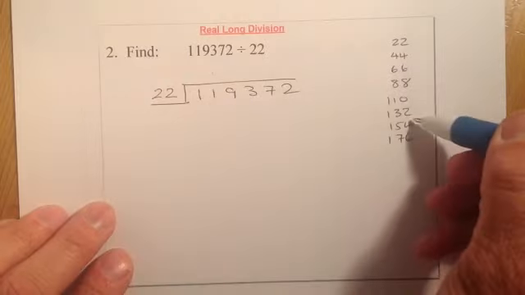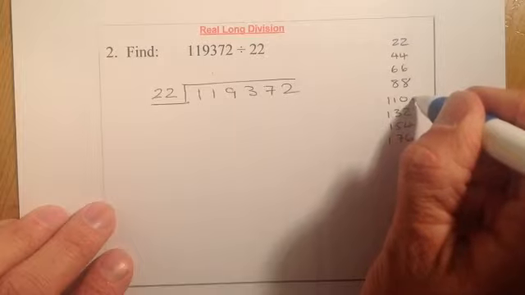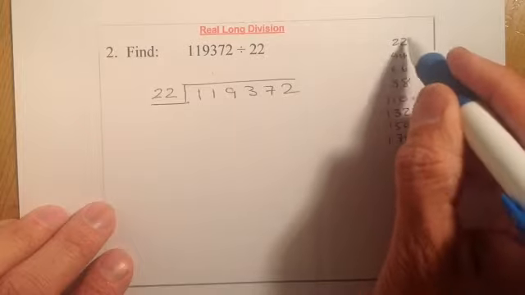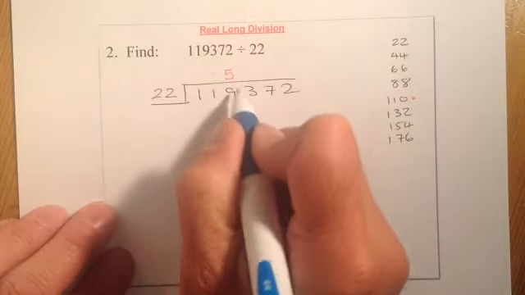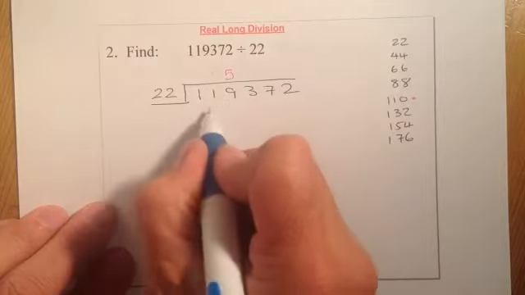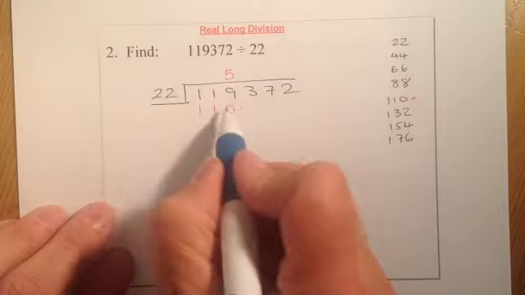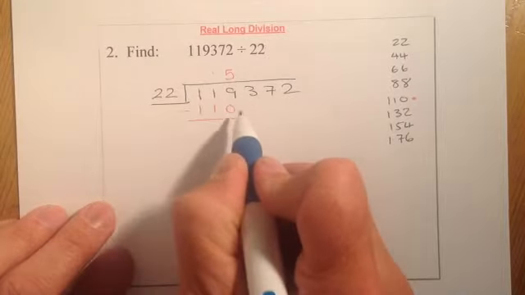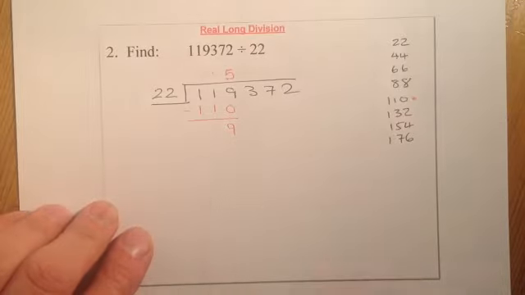If I think about 119, this is the one I'm going to use, because that's just below 119, and that's going to be 1, 2, 3, 4, 5. So a 5 appears up there above the 9, because that's 119. 5 times 22 is 110. Then I just subtract that, which should bring me a 9 down to there.